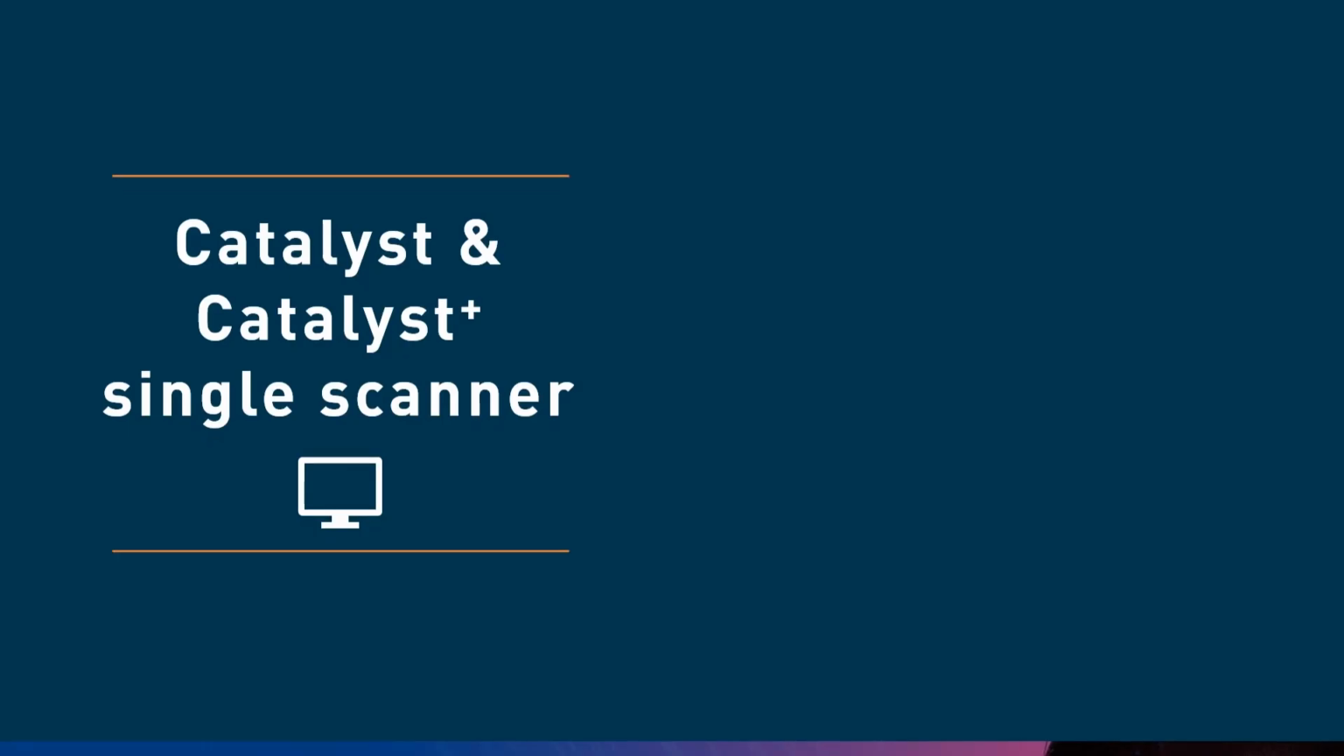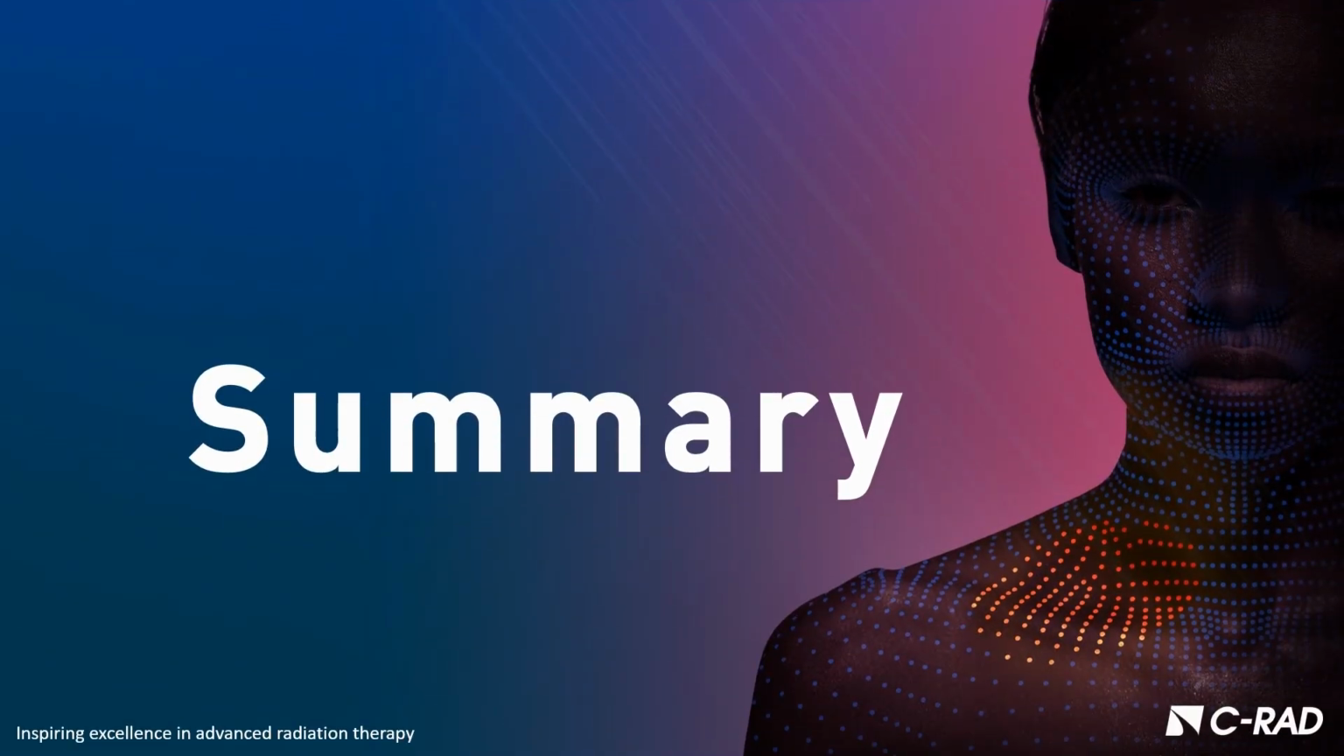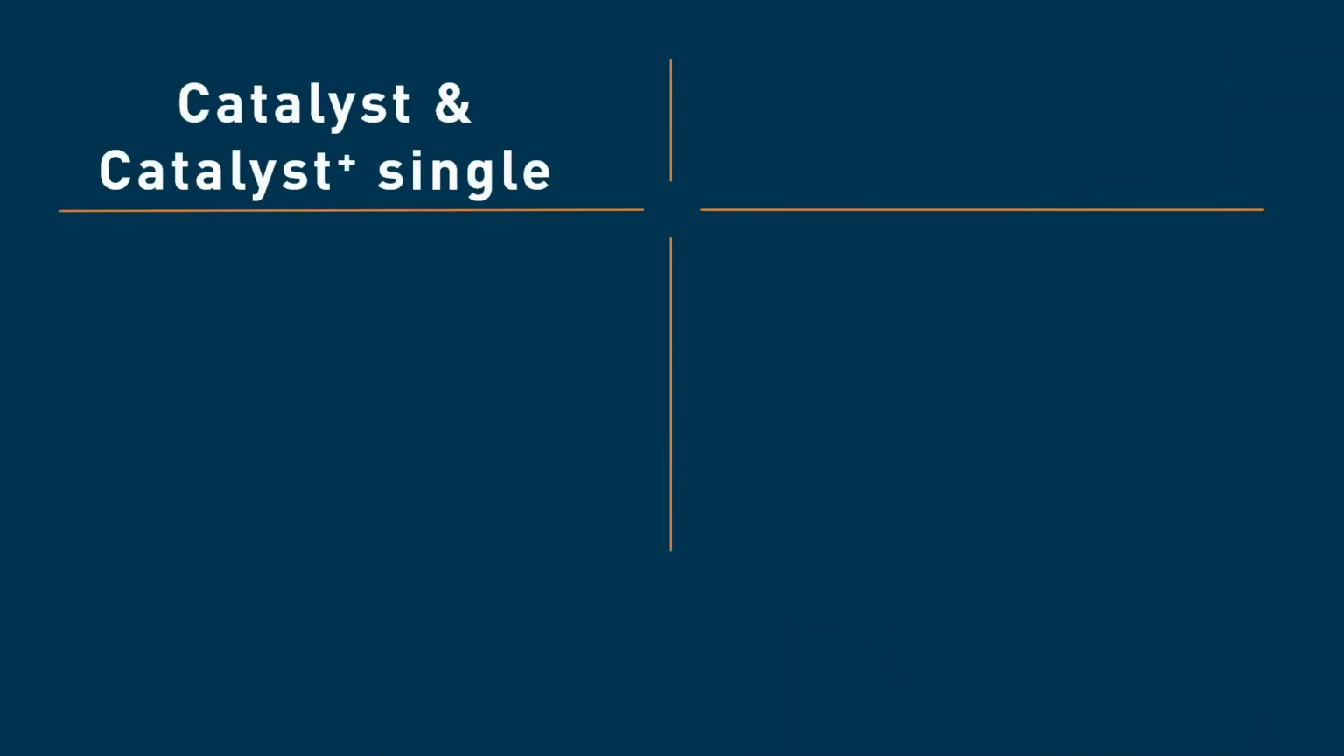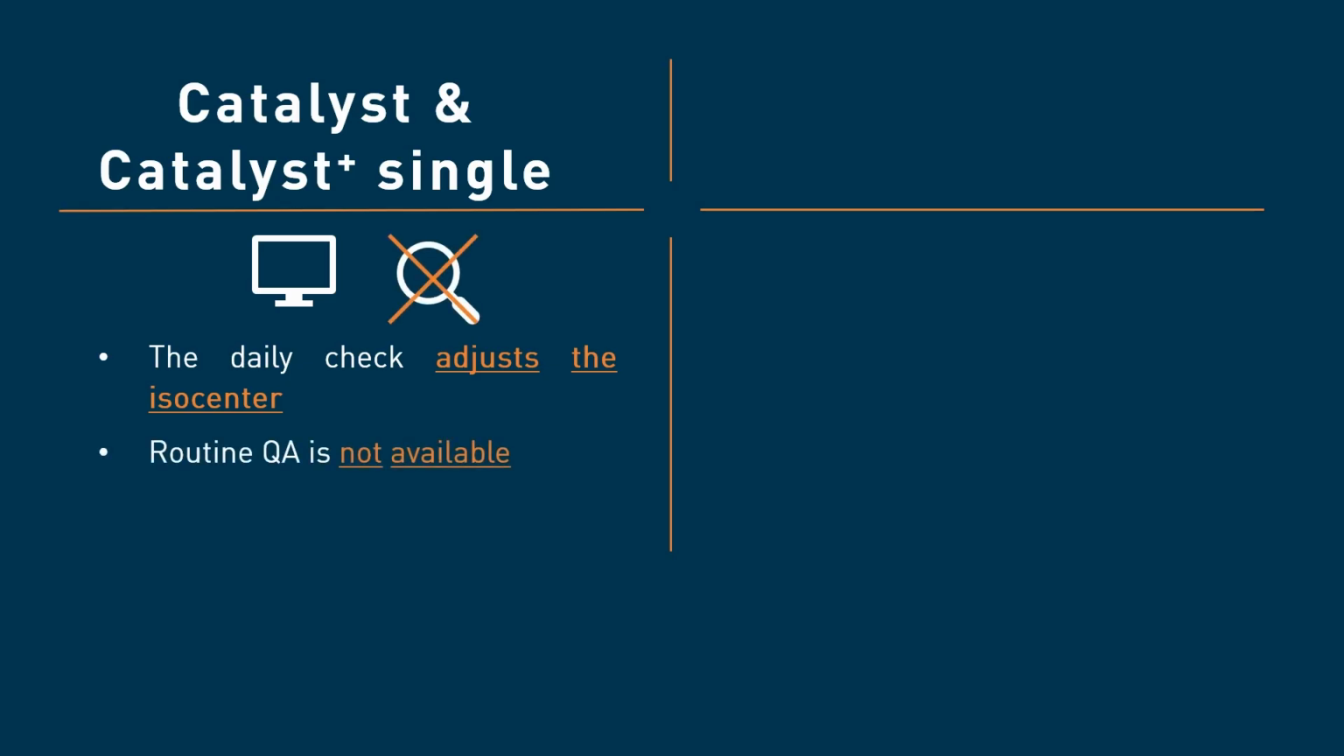To summarize it once more, for all the Catalyst single solutions, the Isocenter is calibrated daily to the phantom's current position. The current deviation values show you how much the Isocenter is shifted since yesterday. The total deviation shows you how far the Isocenter is mispositioned from the last Isocenter adjustment procedure. The routine QA procedure is not available on Catalyst single solutions.